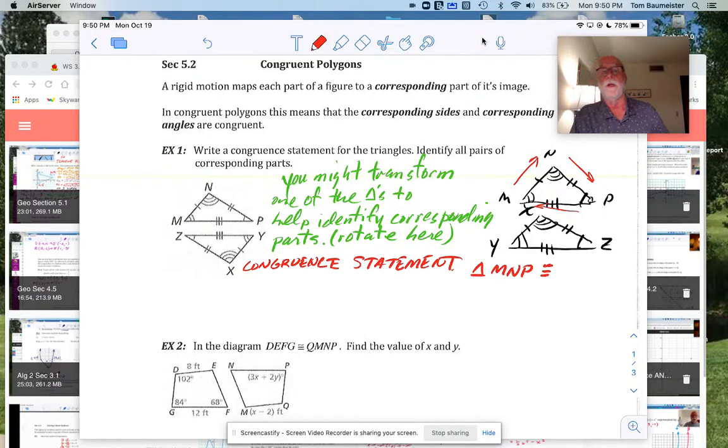is congruent, and we're going to do the same pattern. So again, 1 tick mark, 2 tick marks, 3 tick marks. So it will be congruent to triangle YXZ. And now that we have everything in order, we can now find out what our corresponding angles are and what our corresponding sides are.